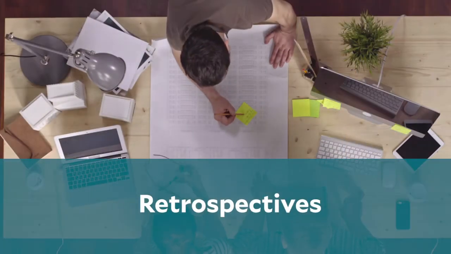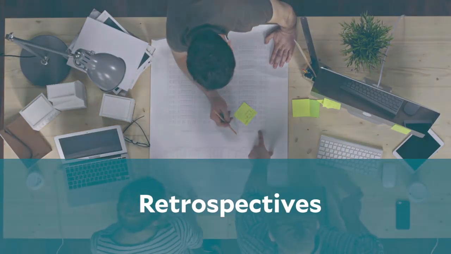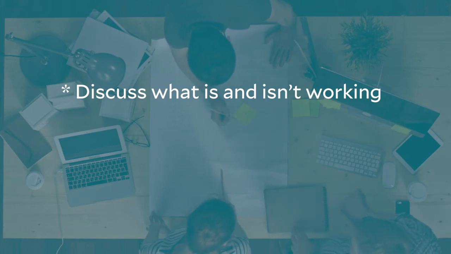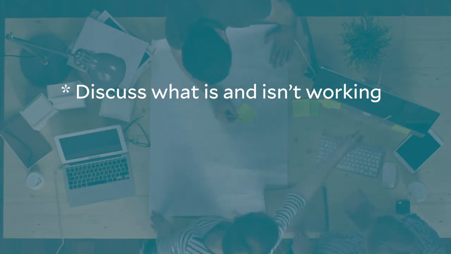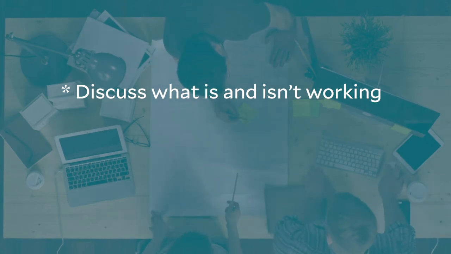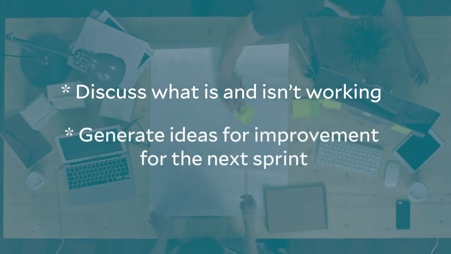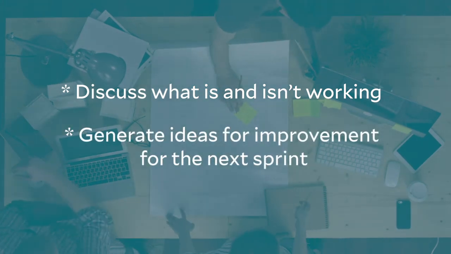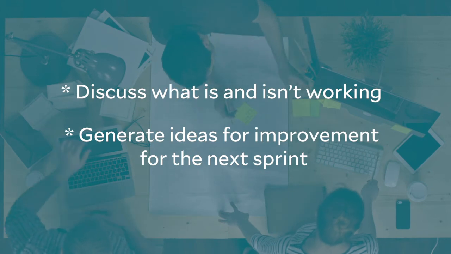Finally, you'll want to hold regular retrospective meetings with your internal team. These can occur at the end of every sprint or at the end of every few sprints, and involve candidly discussing areas of the project that are going well and areas that need improvement. Your intention during this process is to generate ideas for improvement in the next sprint and for the team's general process as a whole.